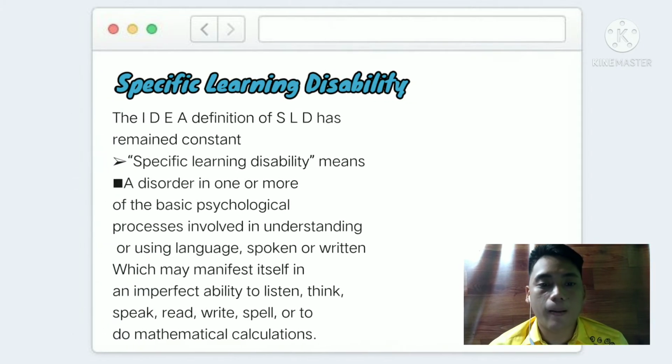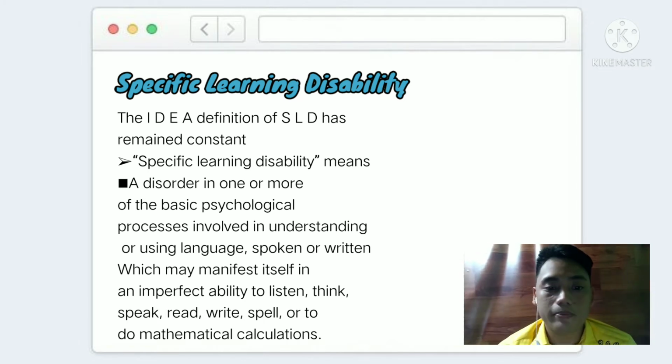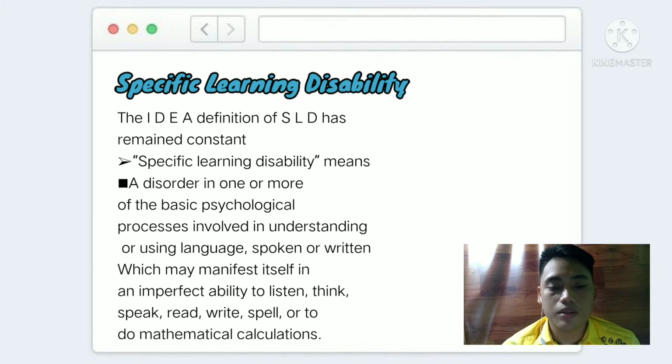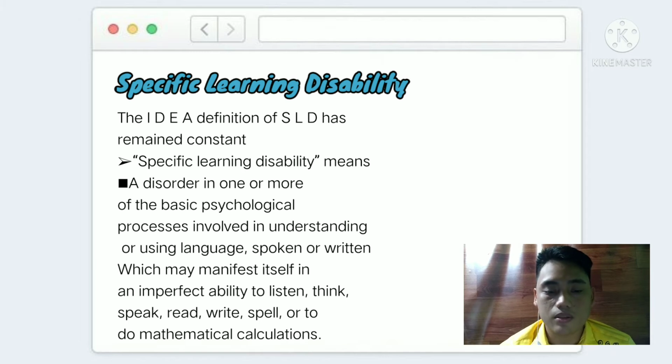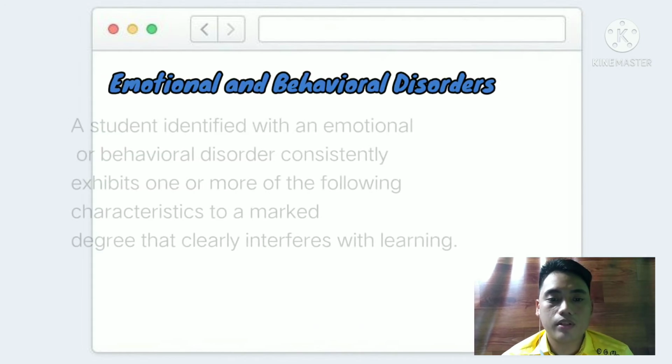Specific learning disability. The IDEA definition of SLD has remained constant. Specific learning disability means a disorder in one or more of the basic psychological processes involved in understanding or using language, spoken or written, which may manifest itself in an imperfect ability to listen, think, speak, read, write, spell, or to do mathematical calculations. To qualify, a student must have average or above average intelligence and exhibit difficulties with academic tasks.